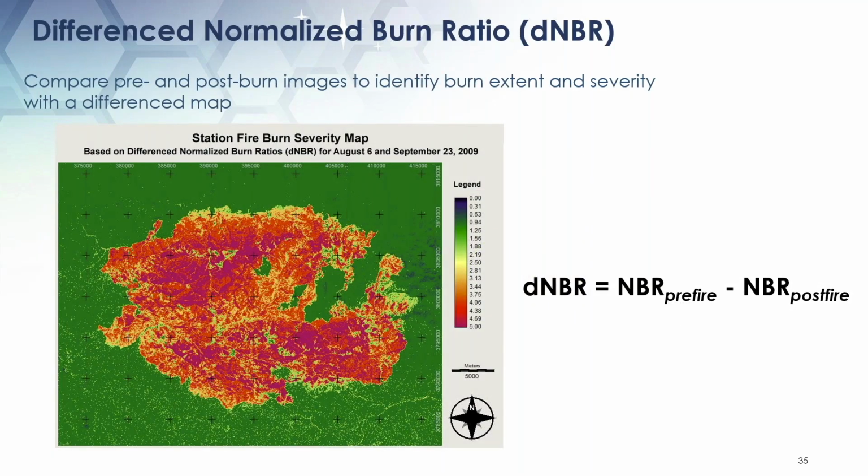These relationships can also be useful if we calculate the NBR prior to a fire and then after a fire, and then take the difference between those images. So using this kind of approach shown here, we can assess the severity of the fire. So we can assess how severely the vegetation was burned. And you could see a map here from the Station Fire for this example.